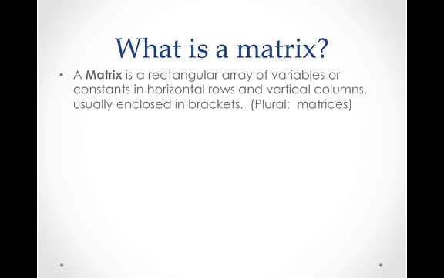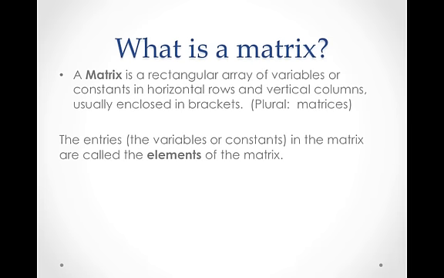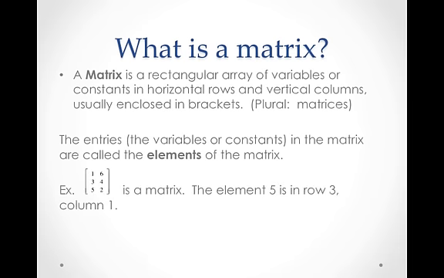A matrix is a rectangular array of variables or constants in horizontal rows and vertical columns, usually enclosed in brackets, and the plural for a matrix is matrices. The entries, the variables or constants in the matrix, are called the elements of the matrix. So here we have an example of a matrix.